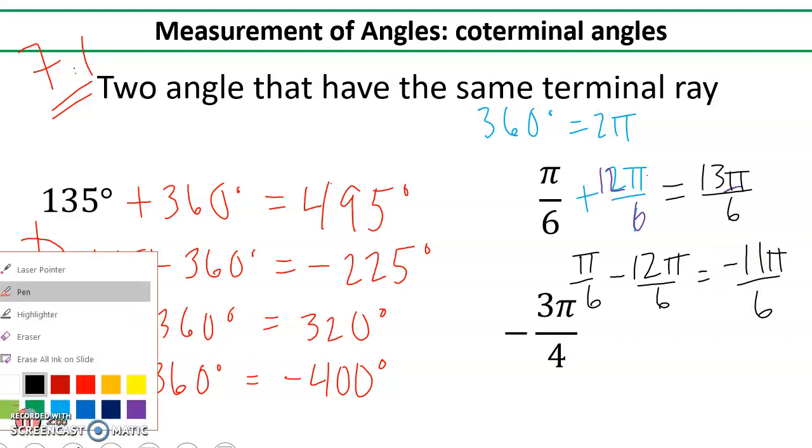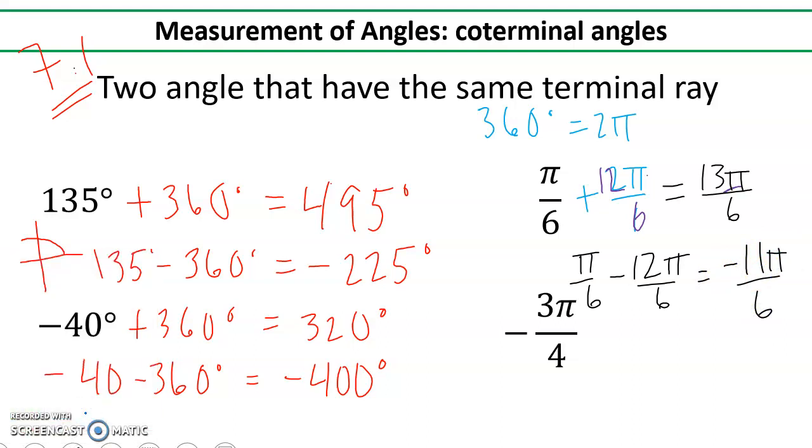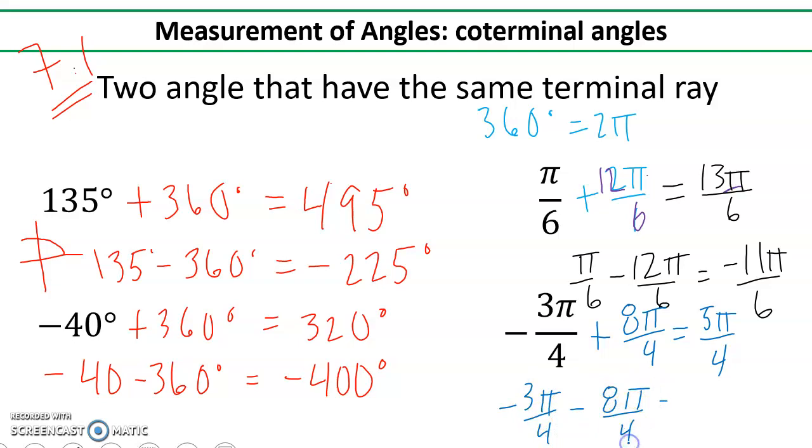Okay, so 3 pi over 4, I'm going to use my common denominator right now. Common denominator of 4 would make 2 pi equal to 8 pi over 4. When I add those together, I get 5 pi over 4. If I take negative 3 pi over 4 and subtract 2 pi, it gives me negative 11 pi over 4.